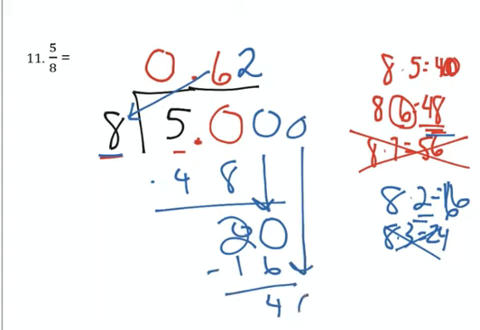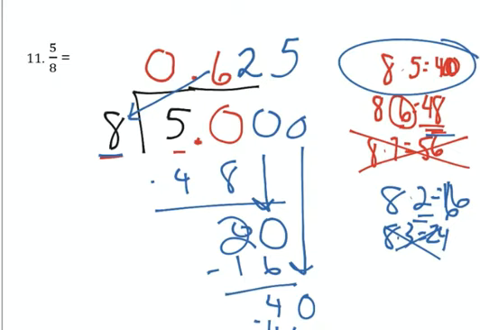Alright, so we got another 0 to bring down. 8 can go into 40. Alright, we already talked about this. 8 can go into 40 5 times, and that's an even. So 5 times 8 is 40. And now we have a remainder of 0. Okay, so 5/8 is 0.625.